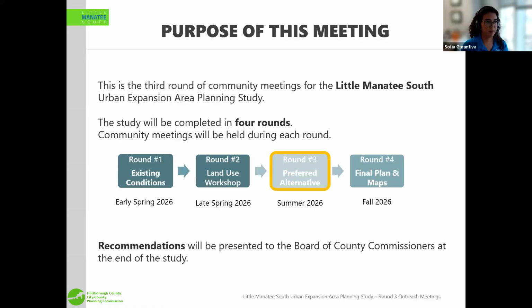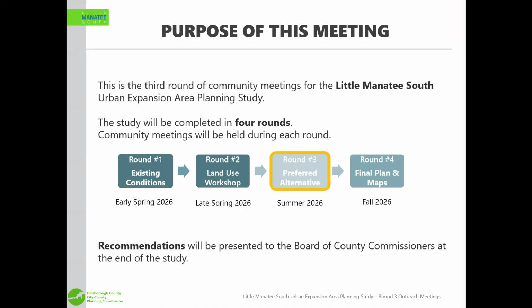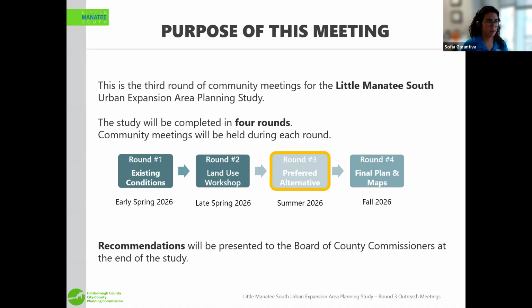The purpose of this meeting: this is the third round of community meetings for the Little Manatee South Urban Expansion Area Planning Study, and this is the third meeting in that round. The study will be completed in 4 rounds. This is a familiar graphic we've shown at each of our meetings so far. As you can see, round 3 is highlighted, taking place right now during the summer of 2026. Before we wrap up this round, we're going to take all the input again on the 3 scenarios. From there, we will finalize it into one final map, final plan and recommendations that will be presented to the Board of County Commissioners at the end of the study.